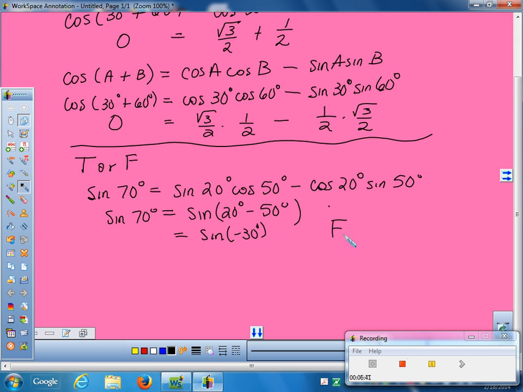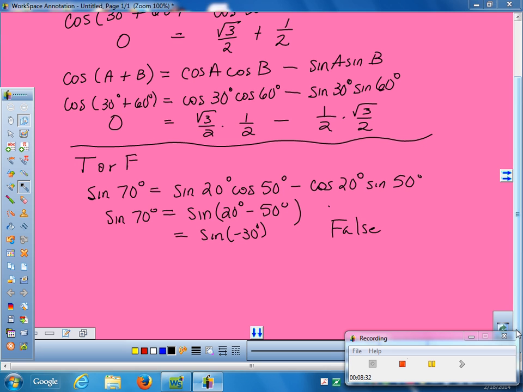Okay, this part is not hard at all. If that was true, you'd get sine of 70 equals sine of 70. Actually, what would I have to change to make it true? One tiny change would make this true. If that was a plus sign in the middle, I'd have been doing 20 plus 50. It would have worked. If I just had a plus sign in it, it would have been true.